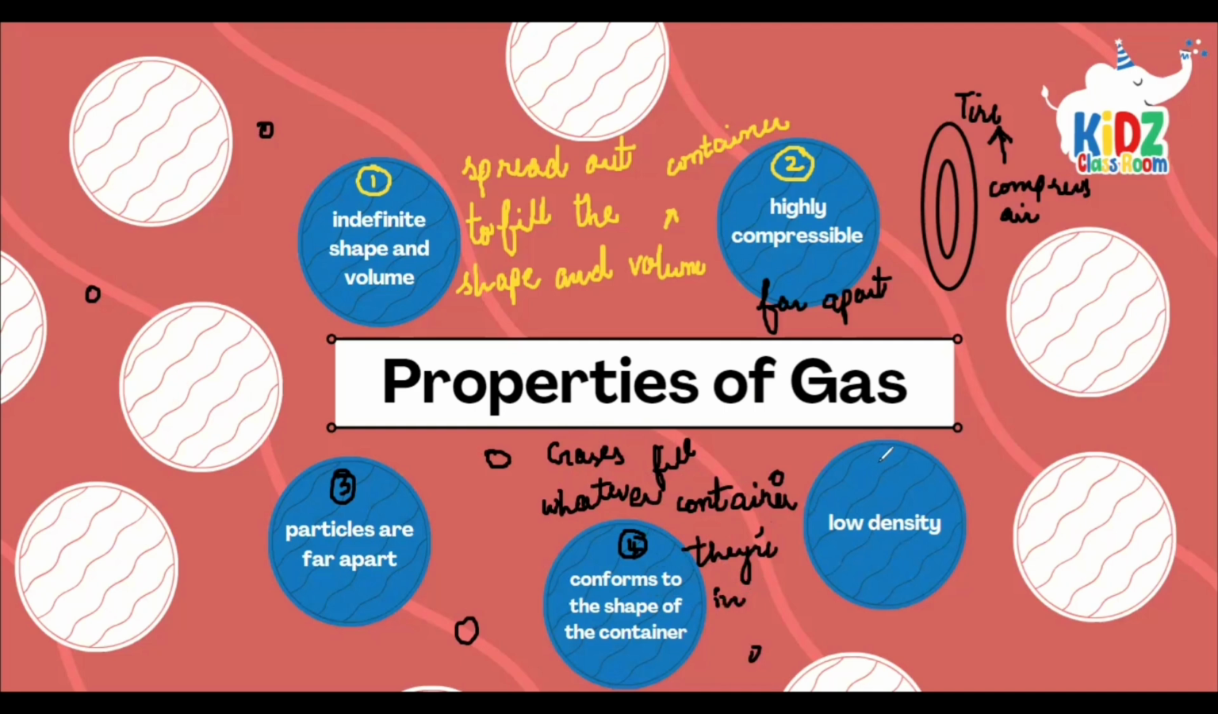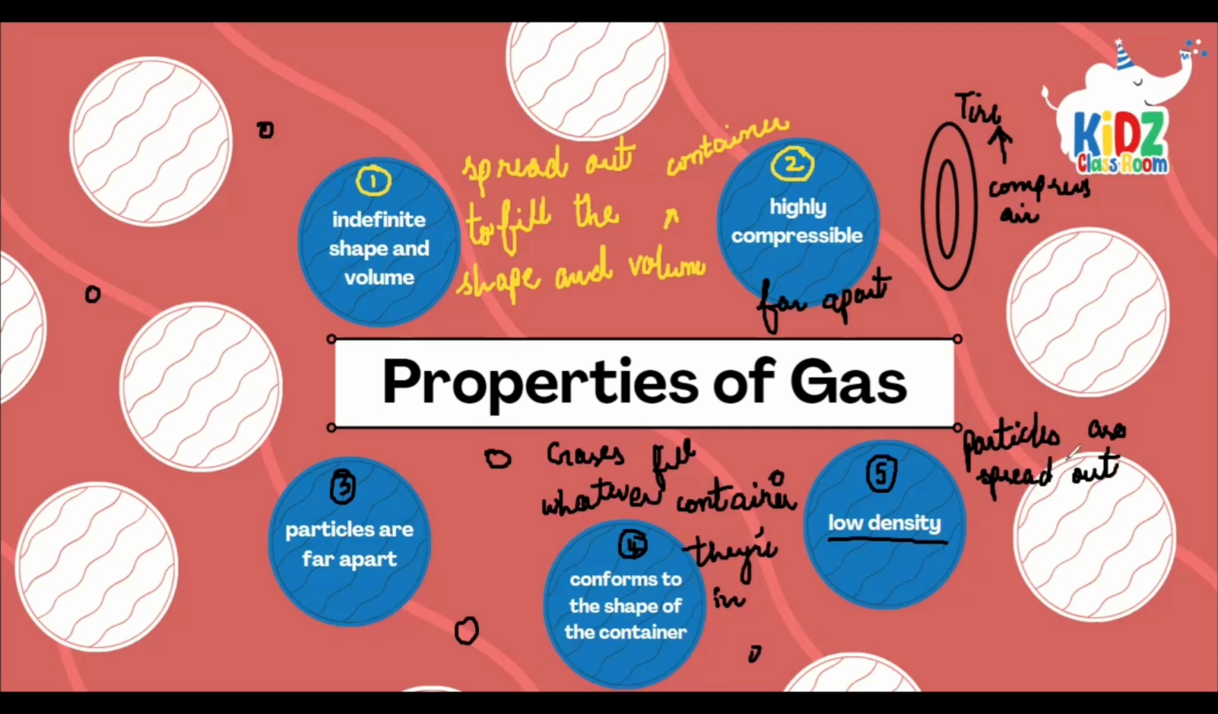Okay, so the last one, the fifth one, low density. Why low density? Because their particles are spread out, which makes them lighter.